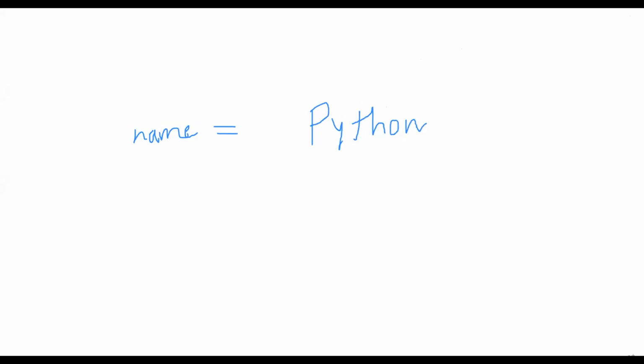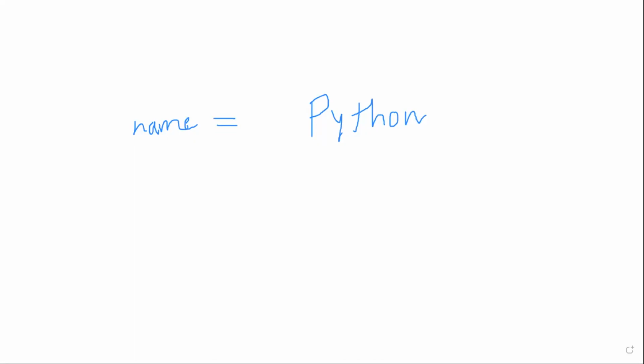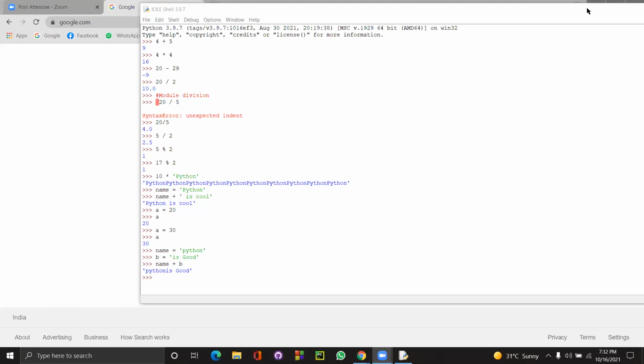So what if we want to know the index number of this Python? Like P is on what position and Y is on which position. So here we have index numbers 4 and 5. It starts with 0 and it goes on. Right.